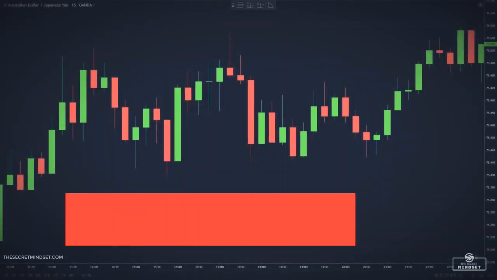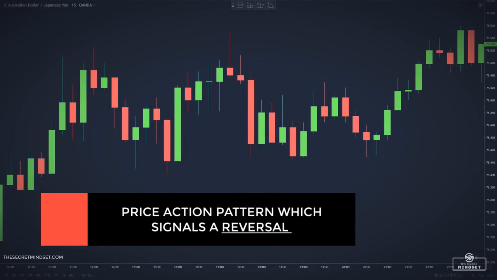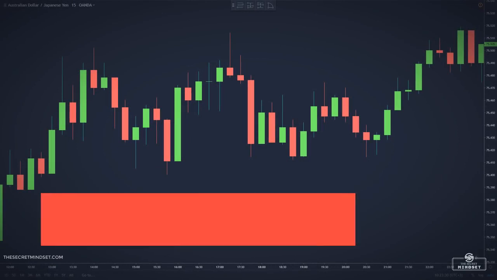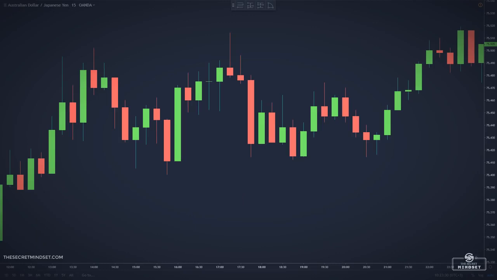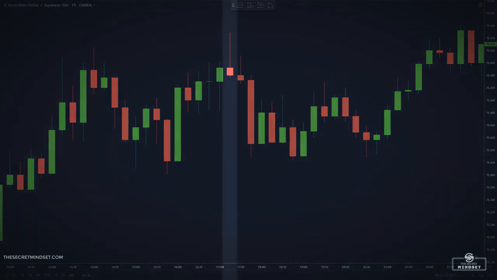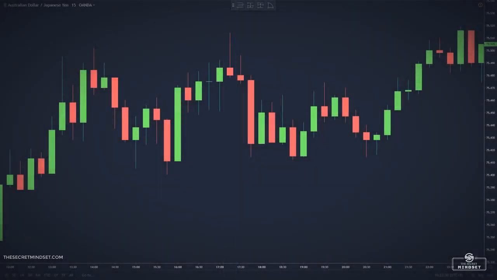A pin bar is a price action pattern which signals that a reversal may be about to take place in the market. The great thing about pin bars, and the reason I prefer them, is the fact they are really easy to spot on your charts. There can be no confusion as to whether the candle you are looking at is a pin bar or a different type of candlestick. Let's take a look at what pin bars are supposed to look like when they are formed on your charts.